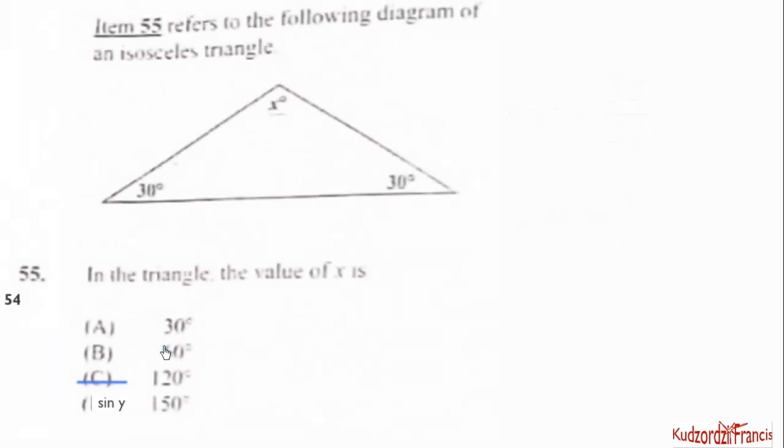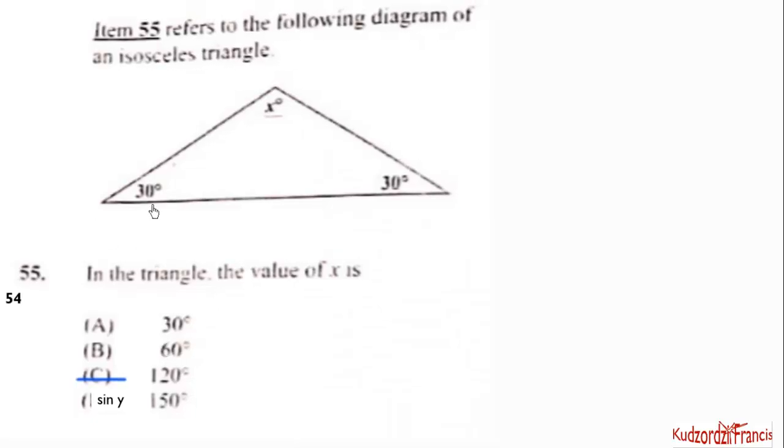Now, let's look at item 55. Item 55 refers to the following diagram of an isosceles triangle.